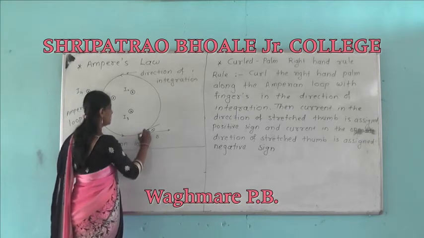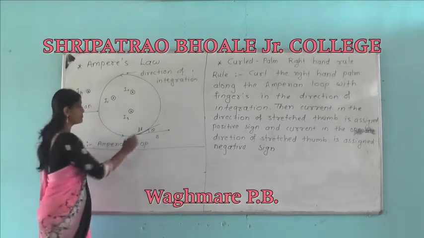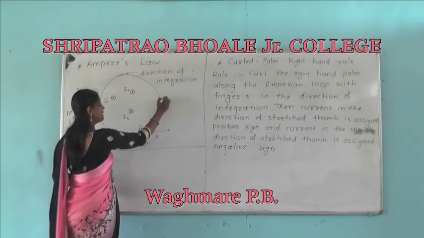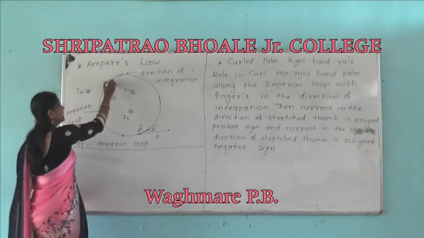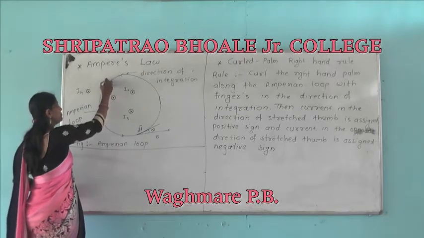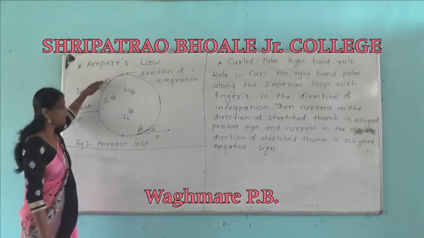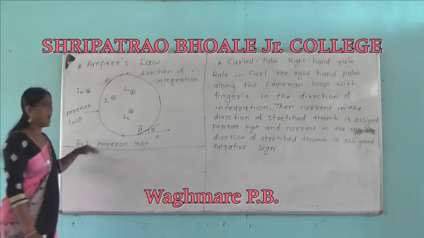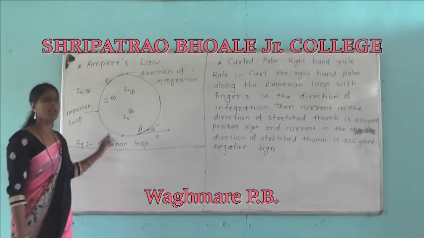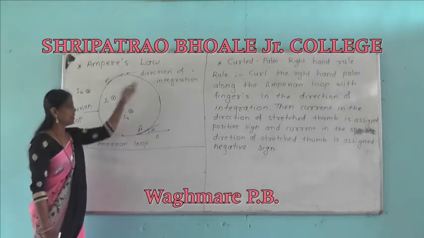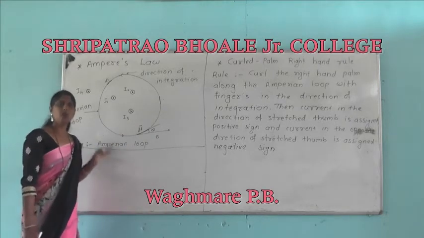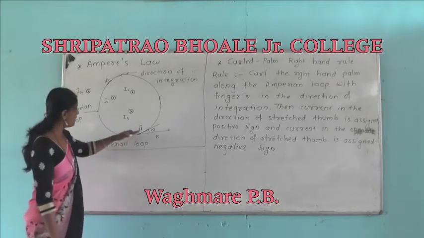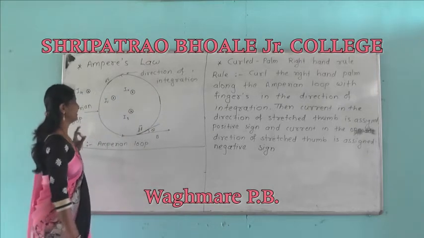Suppose this is the length dl. First of all we will consider a small length dl, and then again we consider another small length dl, and the magnetic field at this point will be B. Then we can consider again a small length dl, and the magnetic field at this point will be B, and therefore we can consider a number of small lengths on this Amperian loop. To find the total magnetic field at that point, we can integrate the magnetic field due to all these small lengths.